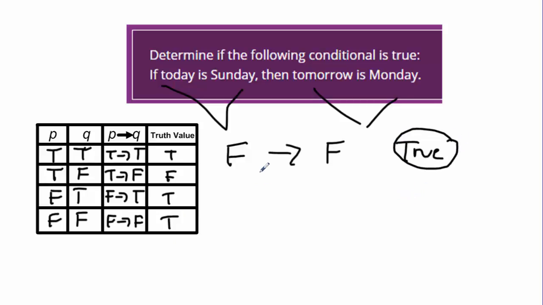So remember, this is not a false conditional because even though it's not Sunday today, the fact that tomorrow is not Monday still doesn't affect either case. Alright, so this has a truth value of true no matter if the hypothesis is true or false. You'll see that no matter what, it'll still be true in either case.